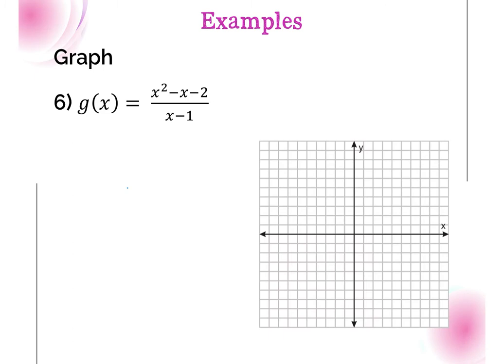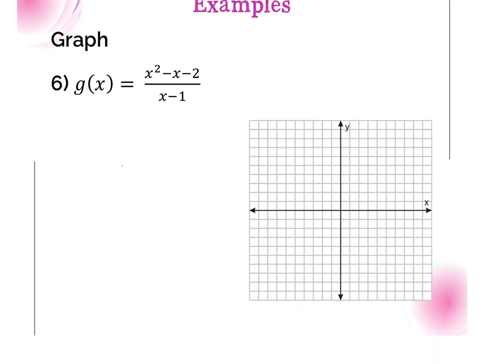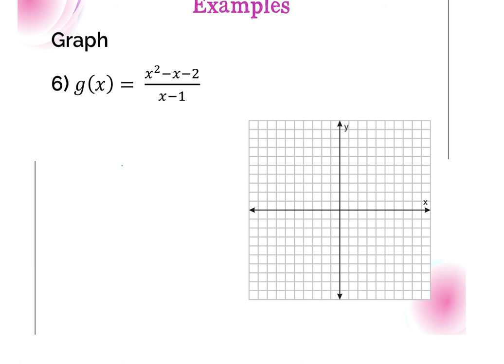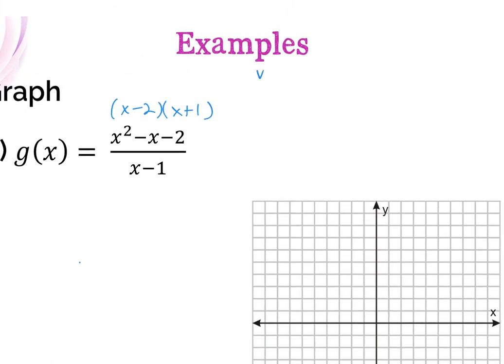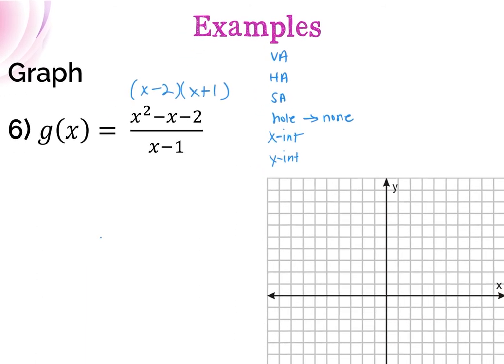All right, let's do this together. This is 6. Step 1 is factor it. How do I factor x squared minus x minus 2? X minus 2, x plus 1. Good. X minus 2, x plus 1. Does something cancel? No. So I know no hole, right? So vertical, horizontal, slant, hole, none. X-intercept, Y-intercept. Now I go vertical asymptote. Set my denominator equal to 0, x equals 1.